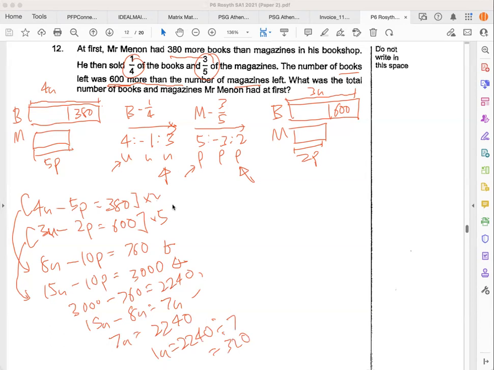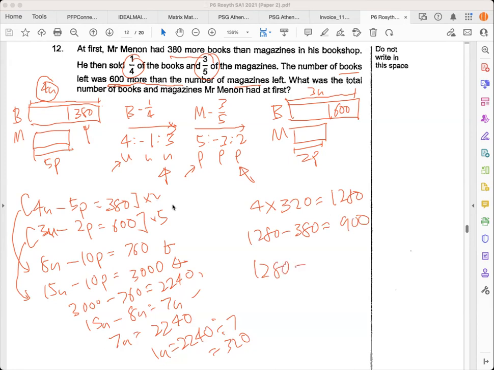Question is, what was the total number of books and magazines at first? So at first there are 4 units of books. So 4 units of books is 4 times 320, and that gives you 1280. The magazine is 380 fewer than the books. So magazine will be 1280 minus 380, so there are 900 magazines. So altogether, books and magazines, add them up, you'll get 2180. So that's the answer.